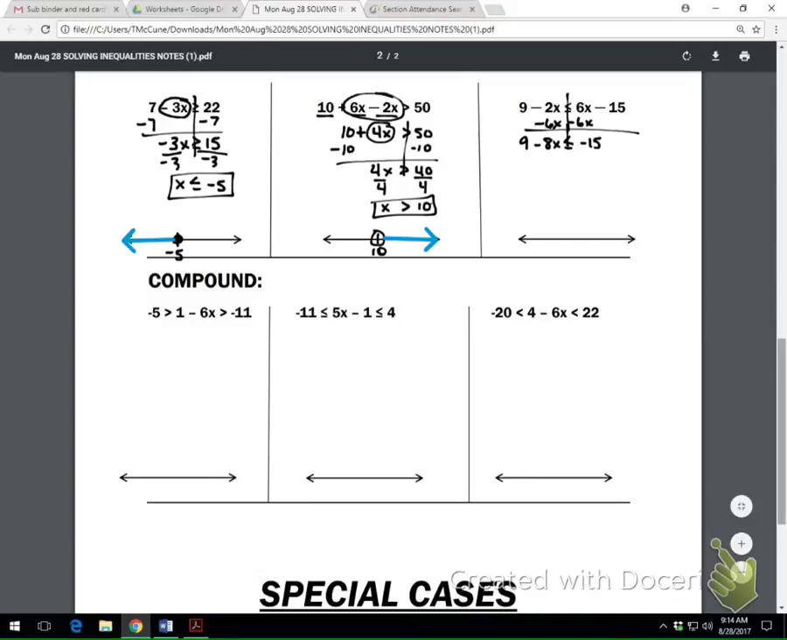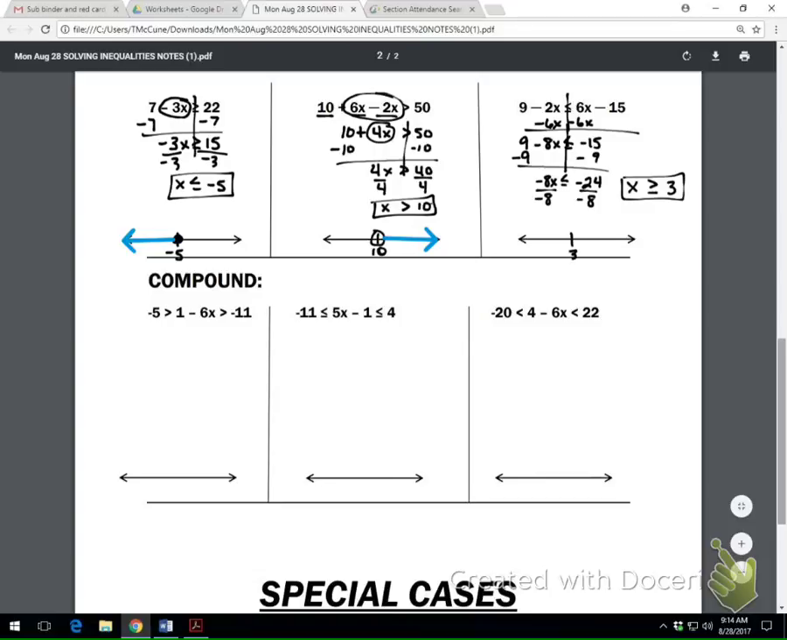Now does it look normal to work out? Yes? Okay, so what do I do here? Subtract 9 from each side. So I get negative 8x is less than or equal to negative 24. Now what? Divide by negative 8. So I get x and then a positive 3, right? Now, do I flip my sign? Yes. So it becomes greater than or equal to.